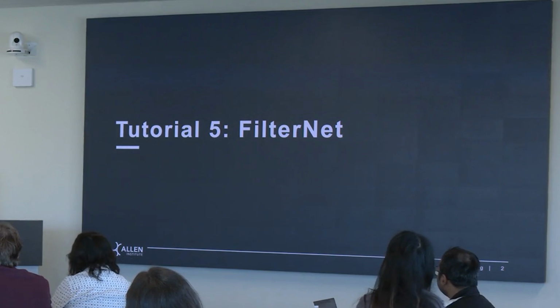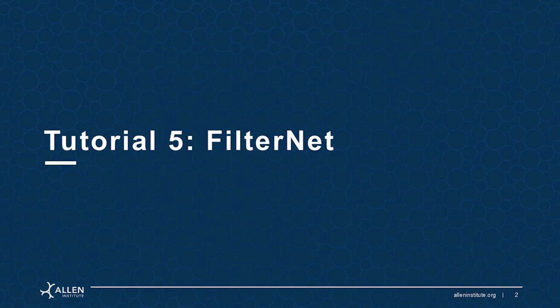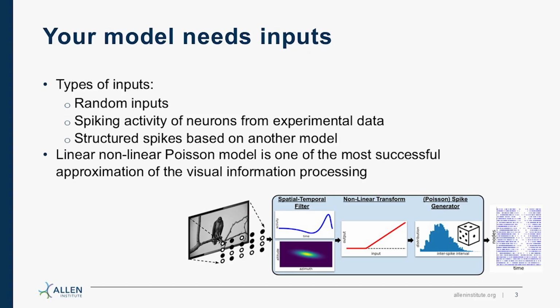Okay, all right, so to go over tutorial 5, we're going to be explaining the FilterNet model in BMTK. For some context, when you're making a model, you need to provide some sort of input to your model, and the type of input depends on what you're trying to do. There are many options, and you can provide random input. There are options in BMTK to provide spiking activity of neurons from experimental data, and we'll go over some of these options in later tutorials. But another option is to provide structured spikes based on our idea of what other brain regions are doing or what the input should look like.